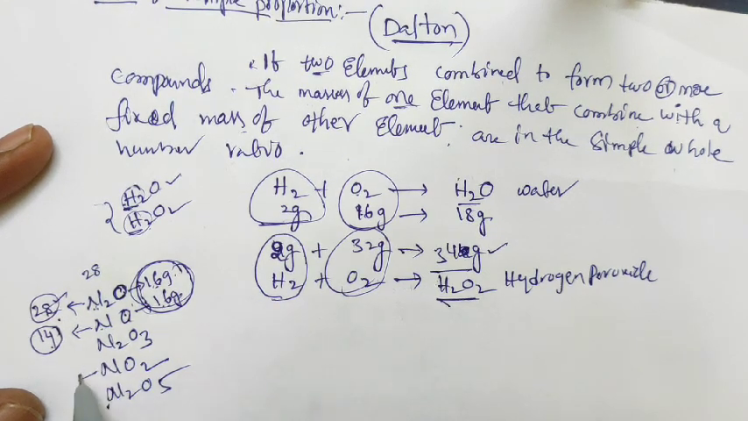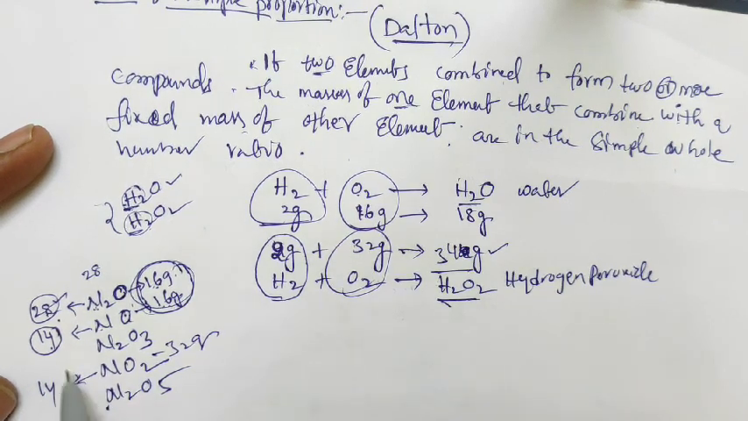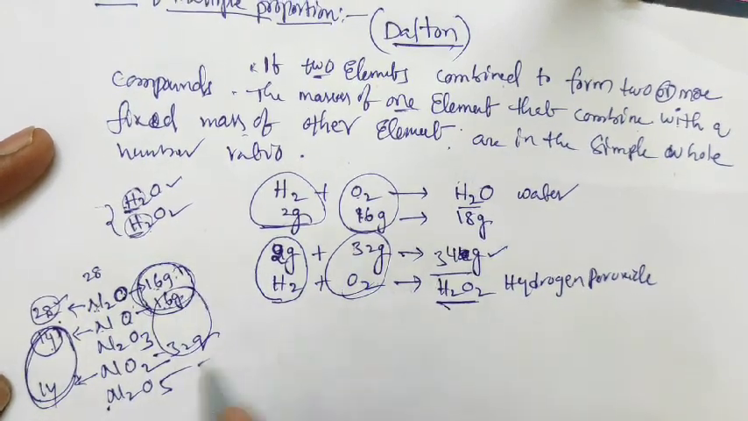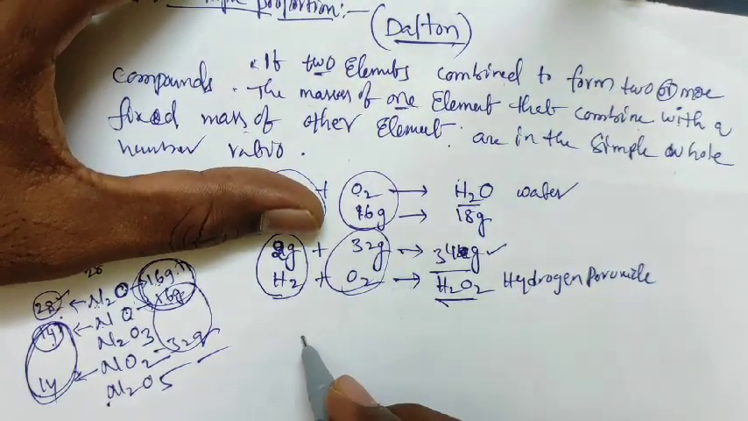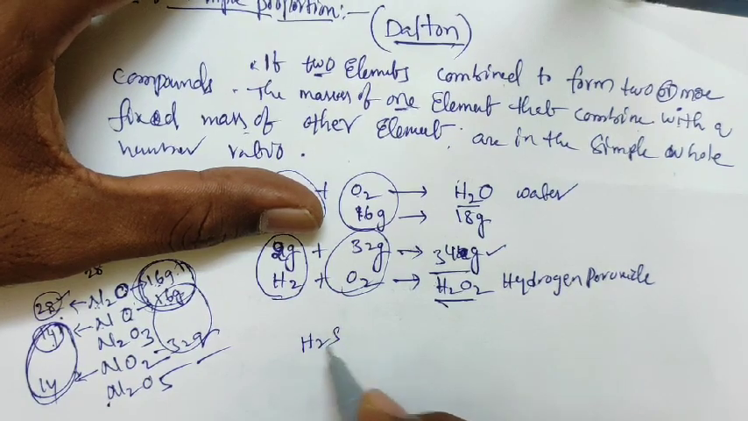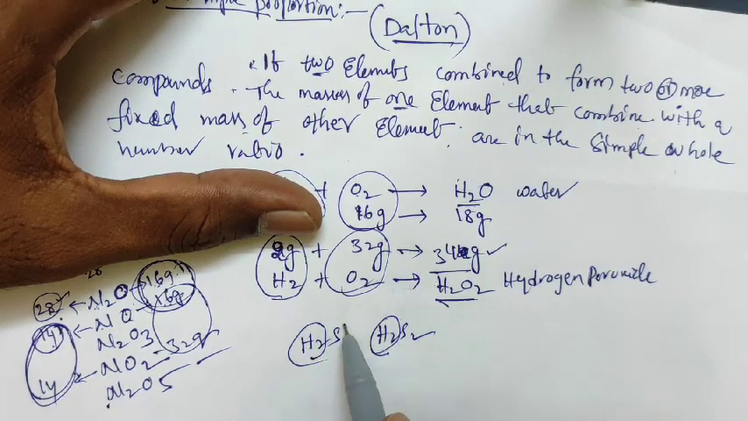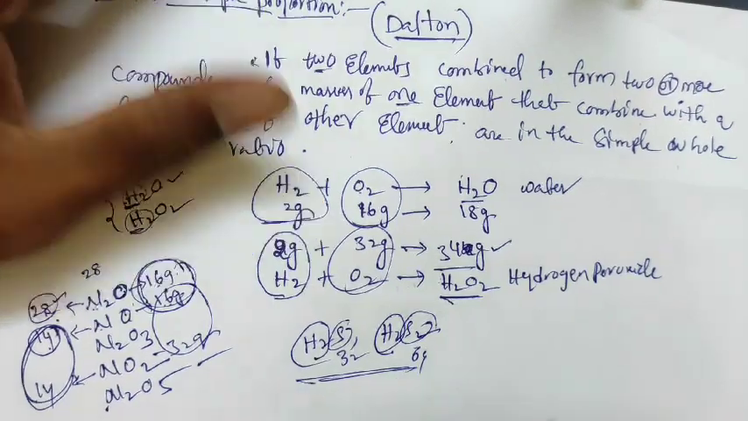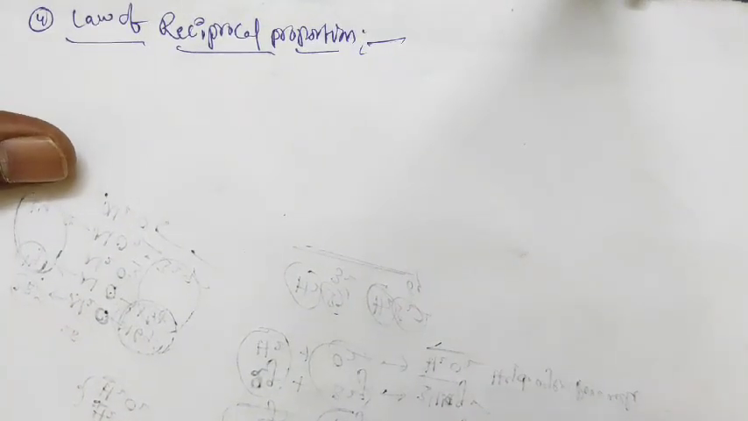Same like that, here also 14 mass, this is 32 mass. So the mass of these two elements is the same, but for these two there is a difference. We can take one more example, H2S and H2S2. H2 has the same mass, but here S is 32, here it is 64. So the difference is there. That is the law of multiple proportion. Next one is the law of reciprocal proportion.